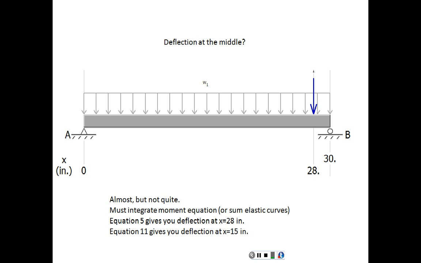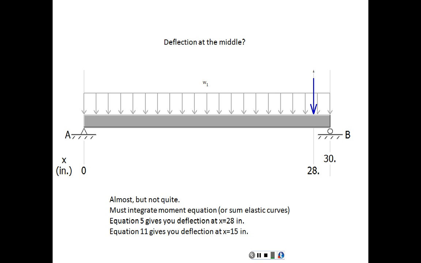And then I can take plus minus 5 WL to the 4th over 384 EI for the deflection at the middle because of the distributed load. Does that help? You've still got a wrinkly forehead. No, I'm good. I'm just trying to figure out which equation.